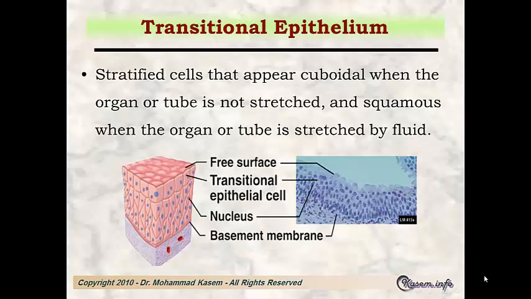The transitional epithelium appears cuboidal, the top layers are cuboidal, and it is a stratified type that's composed of several layers on each other. It is found mainly in the urinary system, in the ureter and the urinary bladder.